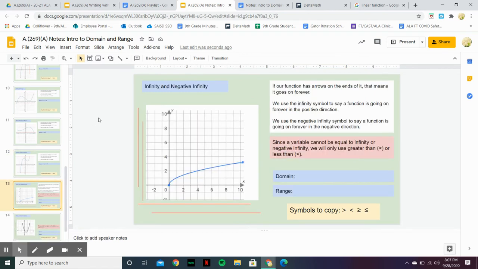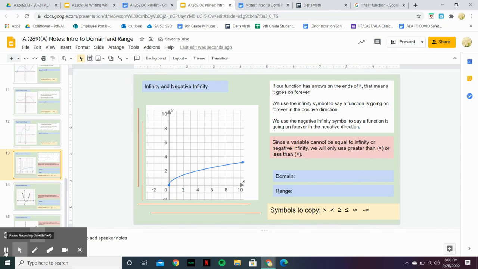Now, what if we have a function that has arrows on it? Well, if our function has arrows on it, that means it's going on forever and ever. So we use the infinity symbol to say that a function is going on forever in the positive direction. And we use the negative infinity symbol to say that a function is going on forever in the negative direction. And now that we have the proper symbols here, I can find the domain and range of this function.